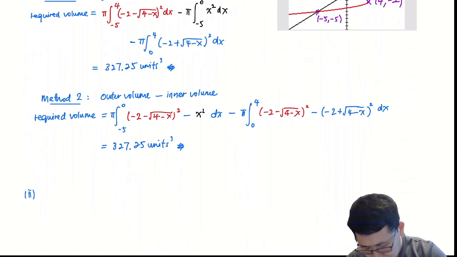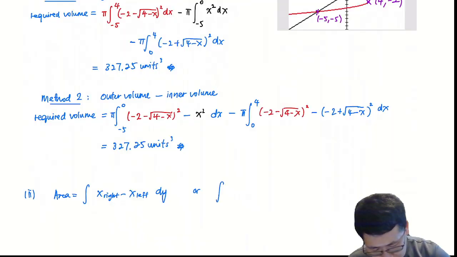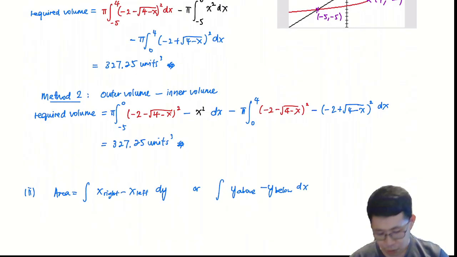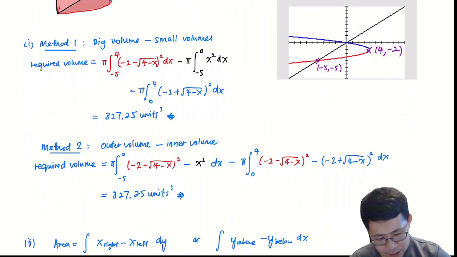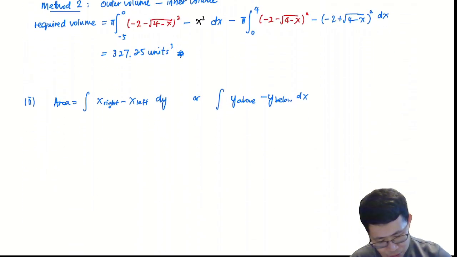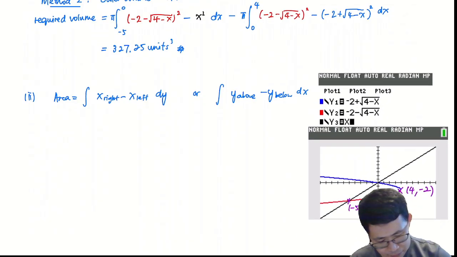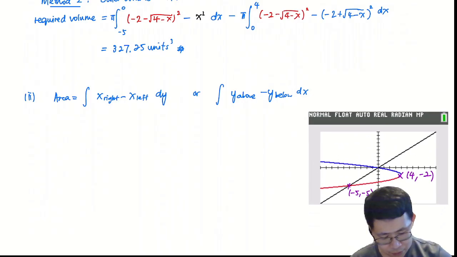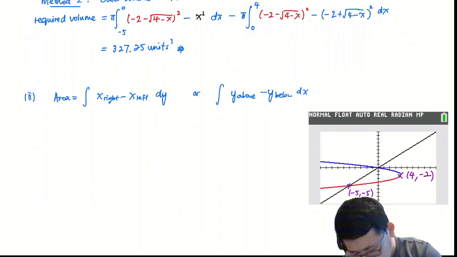So the area would be the right curve minus the left curve dy, or it would be the curve above minus the curve below dx, like that. So with this, let's go with the right and the left so that we can roughly see what to do. Roughly like this. This one can throw, then this one can put here. So the curve on the right, the required area over here, would be the curve on the right.